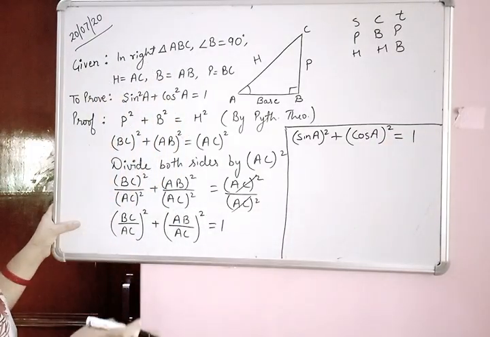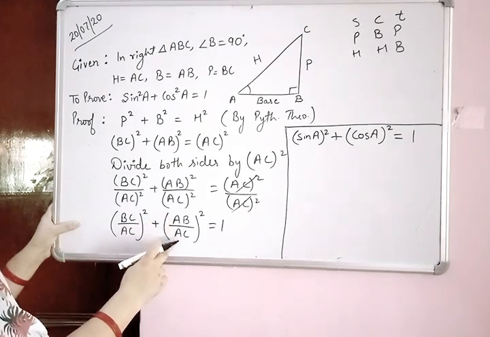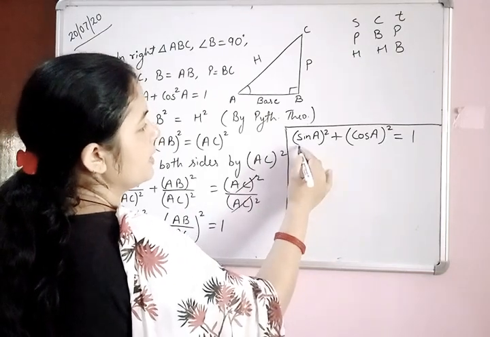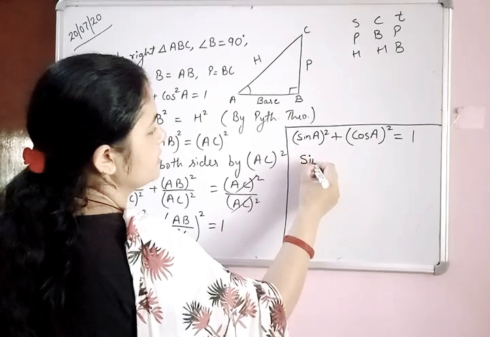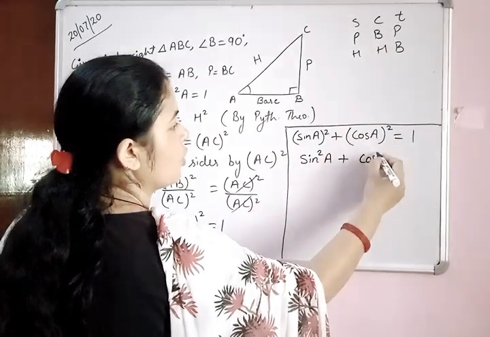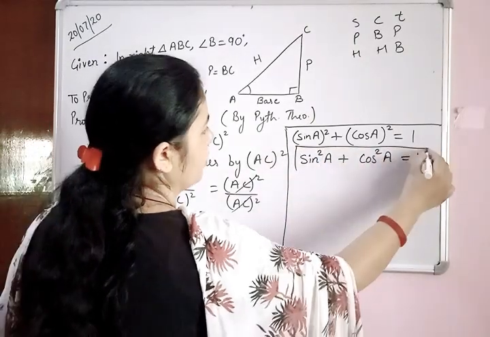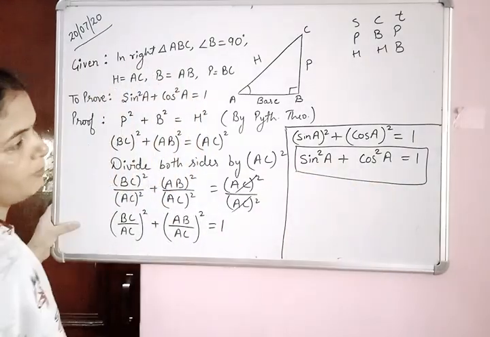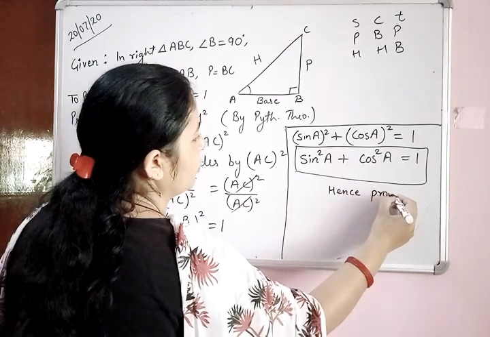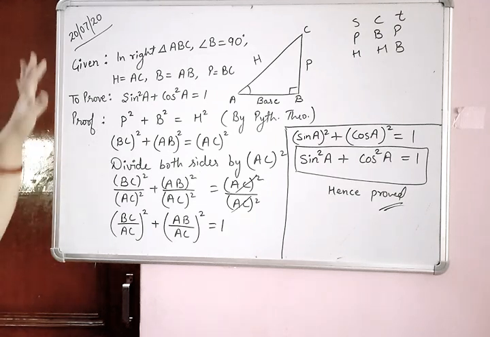You can give the reason that BC upon AC is equal to sine A and AB upon AC is equal to cos A. Now, sine A whole square means sine square A. Cos A whole square means cos square A and it is equal to 1. So, here we have proved that sine square A plus cos square A is equal to 1. Hence, proved. Now, this is the proof of the first identity.